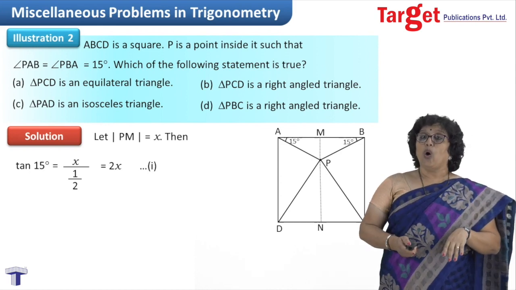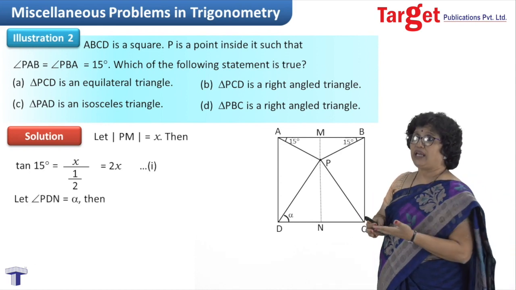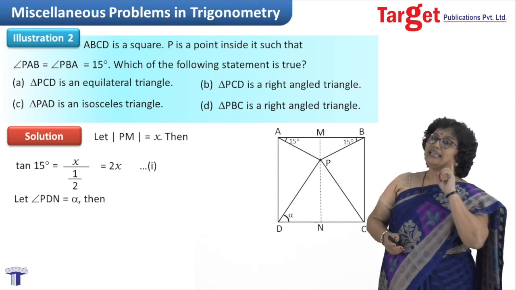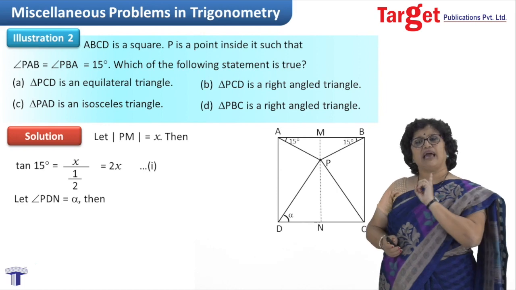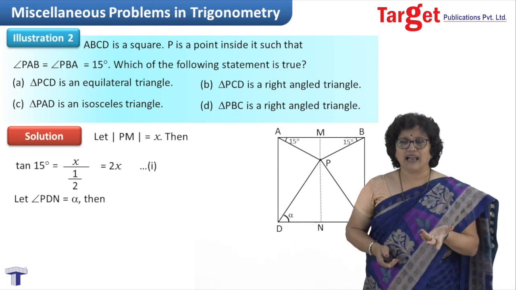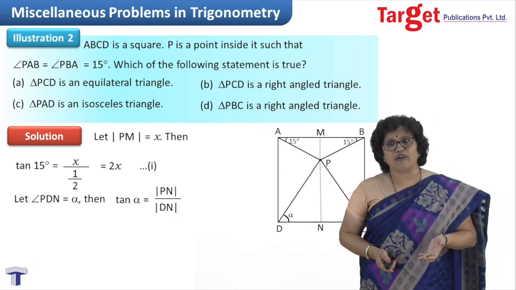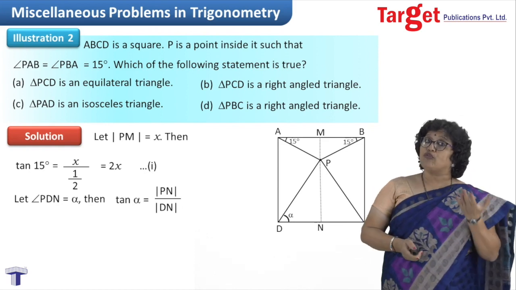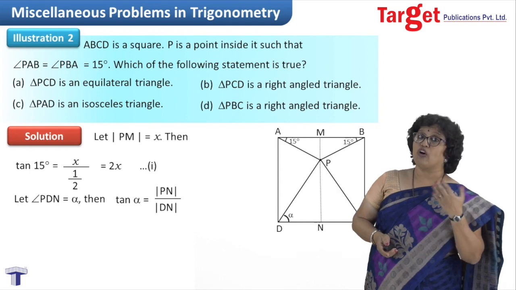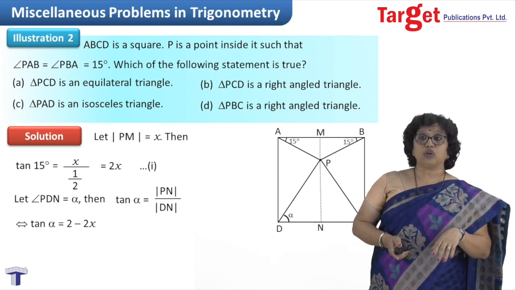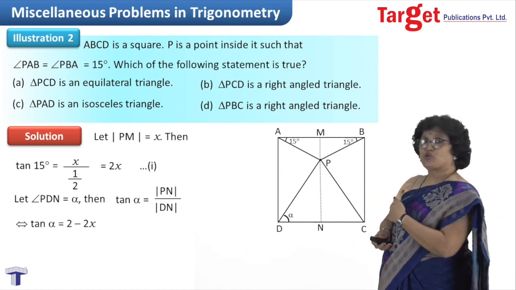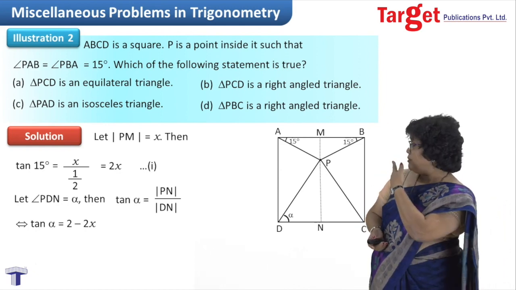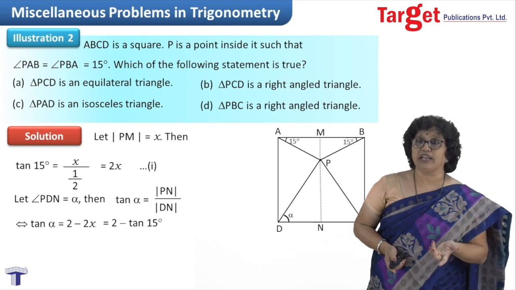Fine. Also, we have to actually talk about some triangle. So I start with triangle PCD, suppose. And there, if I name angle PDN as alpha, then can I write tan alpha from there? Tan alpha would be PN upon DN, right? And what would be PN? It would be 1 minus X. And what would be DN? It is 1 by 2. So this reduces to 2 minus 2x. So tan alpha is 2 minus 2x. 2x you have already found, and that 2x is nothing but your tan 15 degrees.